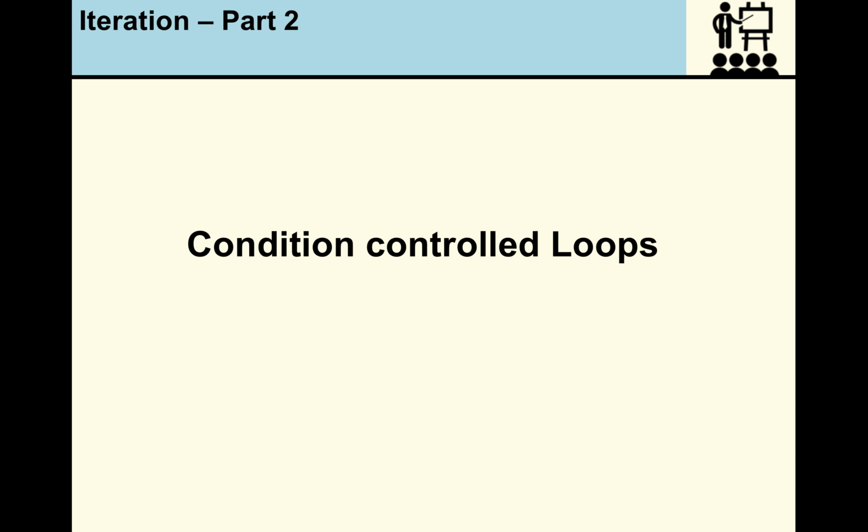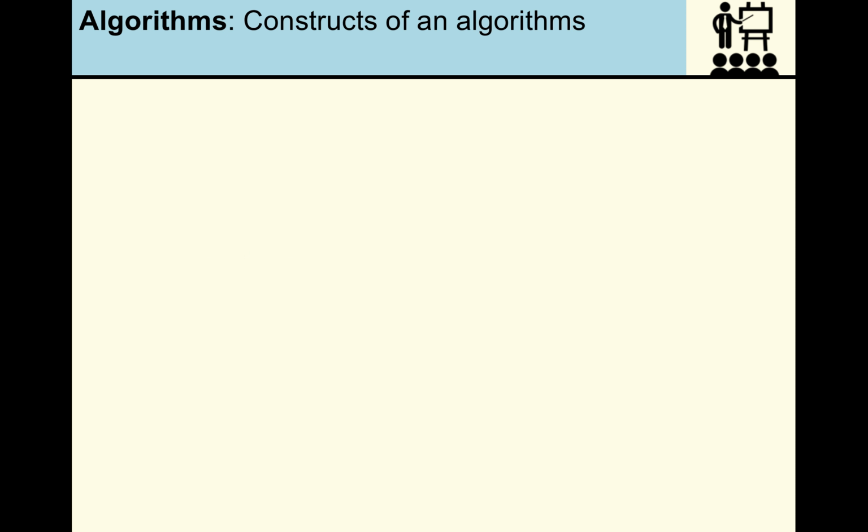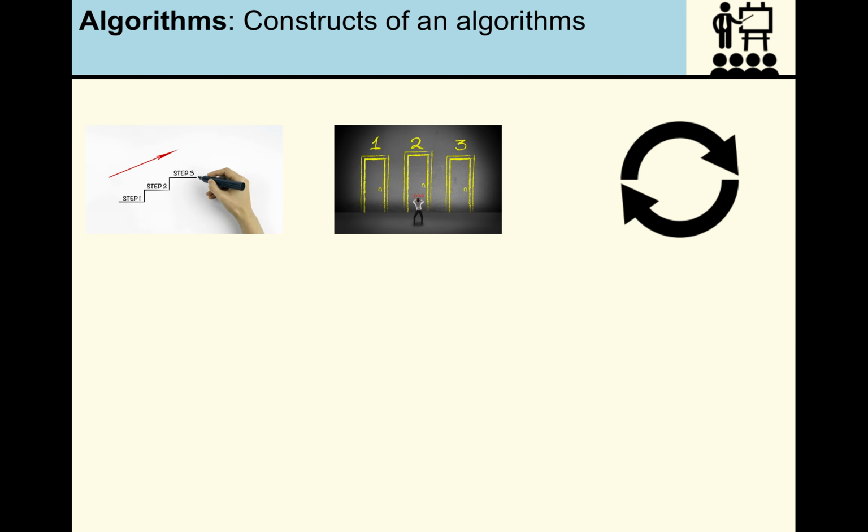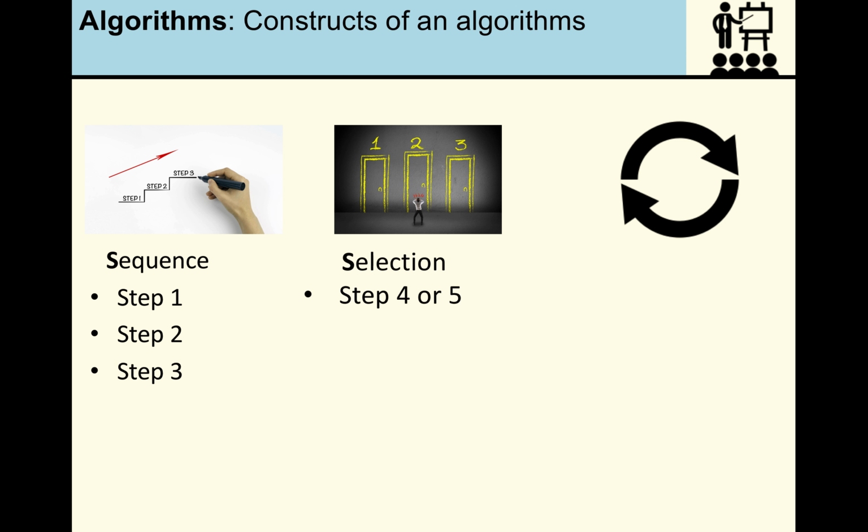In this video, we are going to be looking at condition-controlled loops, and this follows on from part 1 where we looked at count-controlled loops. So just to remind you what the constructs of programming are, there are three constructs: sequence, the order in which instructions are executed; selection, where our program can make a decision based on certain conditions being met and what path to take; and then finally iteration, where we repeat a step.